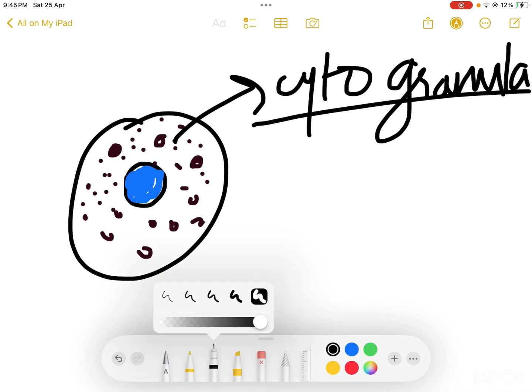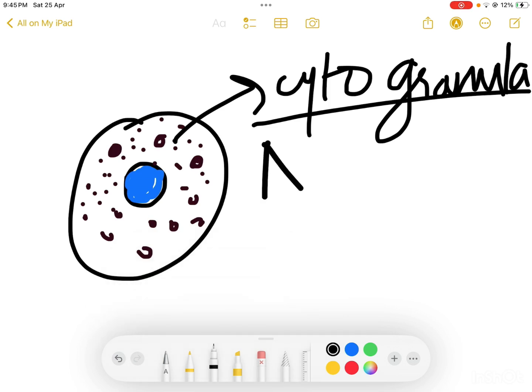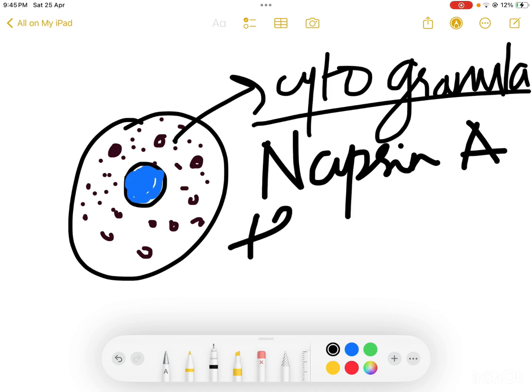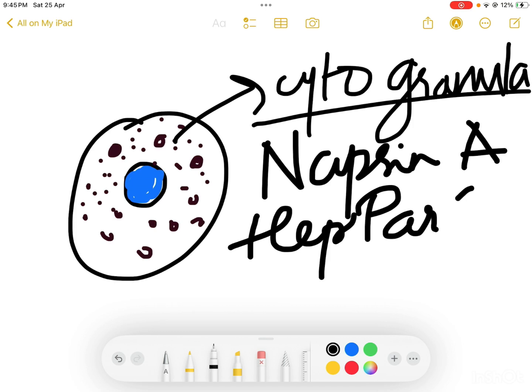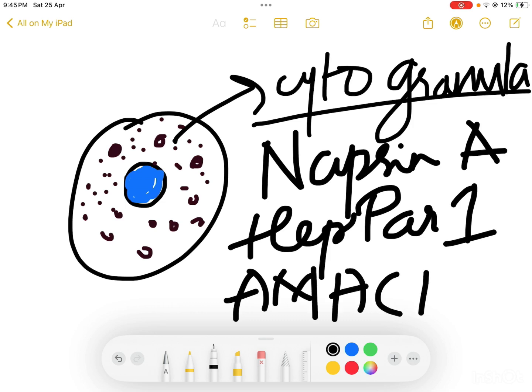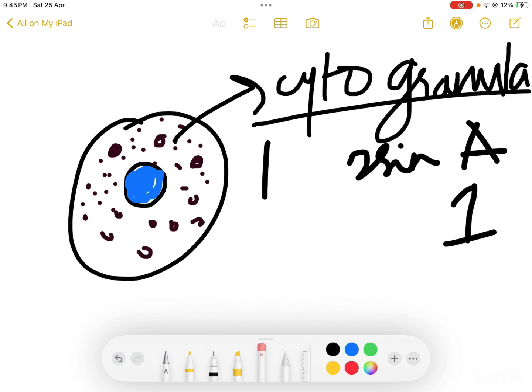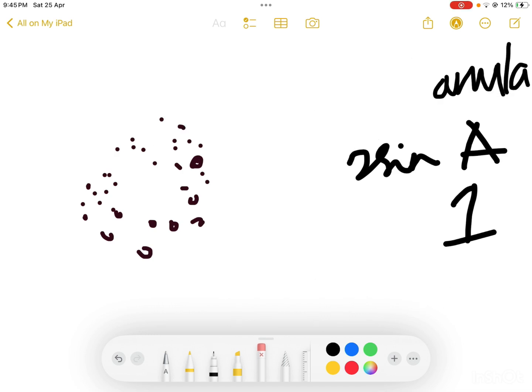So the cytoplasmic granular positivity will be given by napsin A, HEPAR1. So these are present in vesicles, maybe that's why you are going to get a granular kind of positivity. And then there is a marker which is used in prostate. Napsin A is used in lung tumors. HEPAR, obviously, is used in hepatocellular carcinoma and hepatocytic origins. So these are cytoplasmic granular positivity.